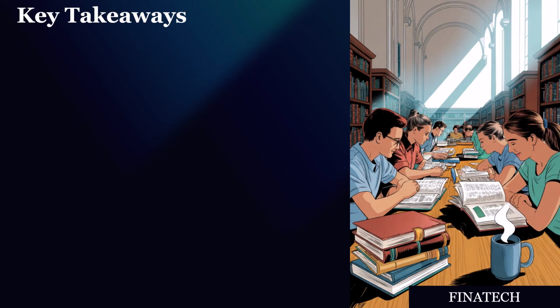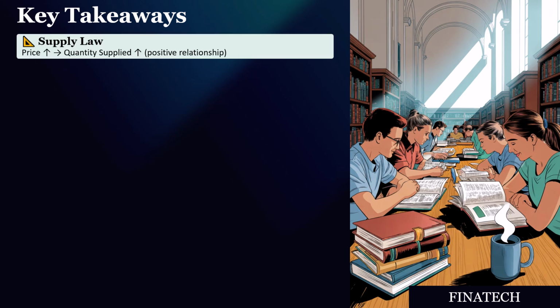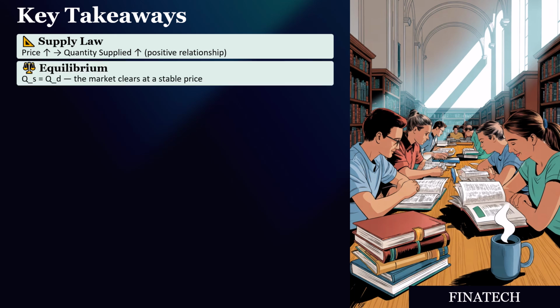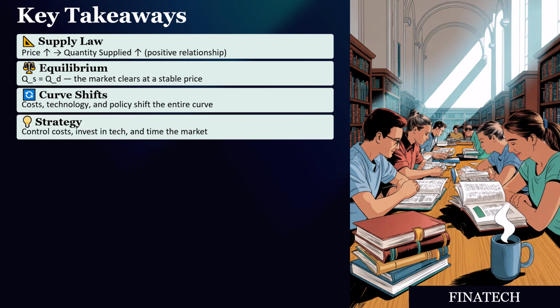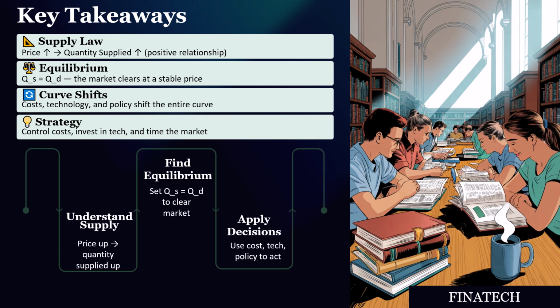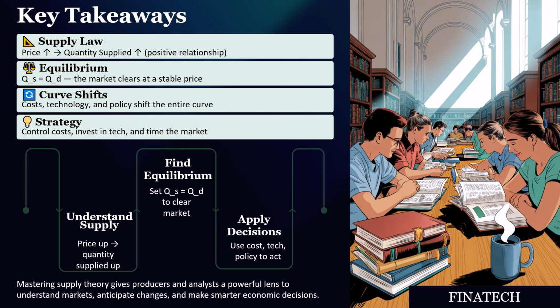This is a summary, the key takeaways for our lesson. Supply law: higher price, higher quantity. Equilibrium: quantity demanded equals quantity supplied. Curve shift: cost, technology, and policy shift the entire curve. Strategy: control costs, invest in tech, and time the market. Understand supply, find equilibrium, apply decisions.